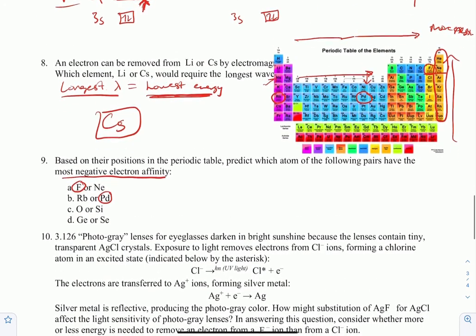All right, C, oxygen or silicon. Okay, so we got oxygen right here and silicon. Well, oxygen is not only up, but it's right of silicon, right? And so it's going to have more electron affinity than silicon. So I'm going to put oxygen there. And then the last one I got germanium and selenium. Well, given that they're in the same period, selenium is to the right, we can just assume that selenium is going to be more negative, just because it's simply to the right. All right.